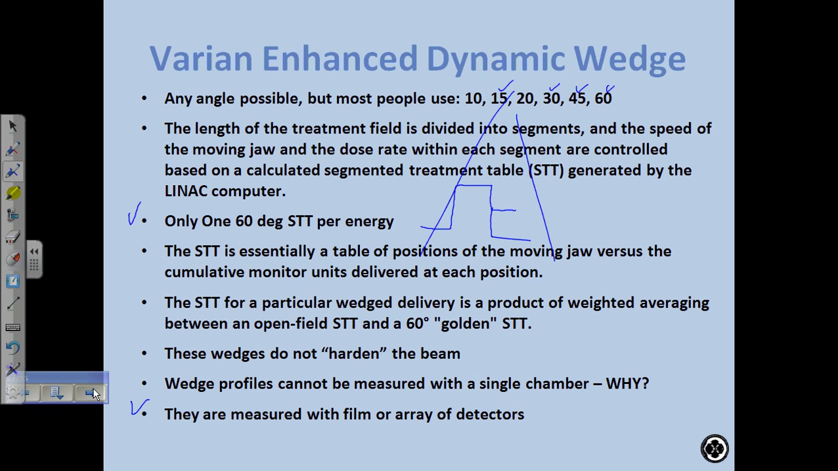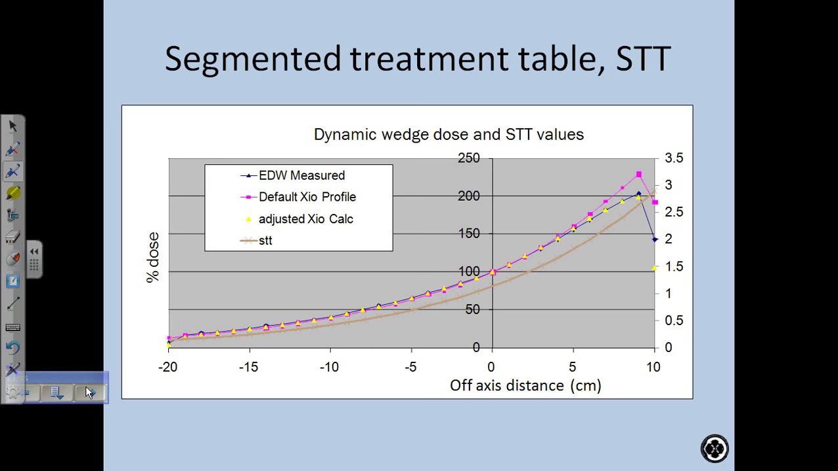Why is this better? Because the detectors sit there at one spot and they just integrate the dose as the wedge is moving. All the detectors are sitting there measuring dose as the wedge moves. And this is what an STT table looks like in graphical form. I'll explain what these things are. The STT values are the brown line here with the X's through it, and this is for a 60-degree wedge.